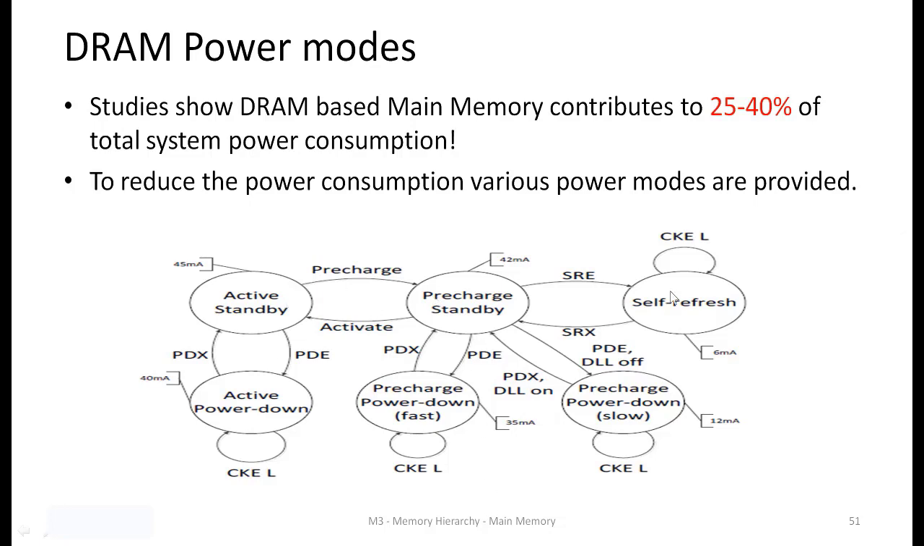All the transitions across these states are commands given to the rank from the memory controller. Here it is PDX, this is PDE, and here it is PDE with DLL off, here DLL on, and so forth. In regular usage, the DRAM will always be in either of these two states. If there is some low utilization, it will be in one of these three states, and if there is no utilization, it would be put in self-refresh mode.